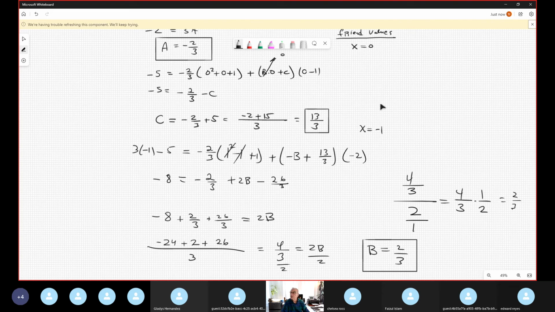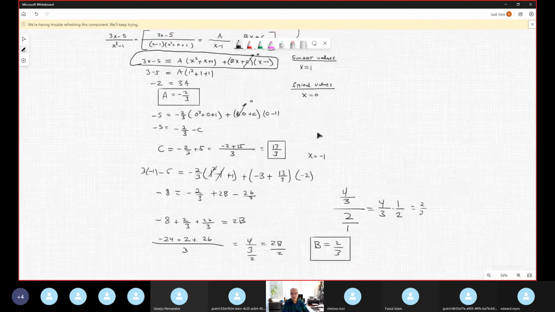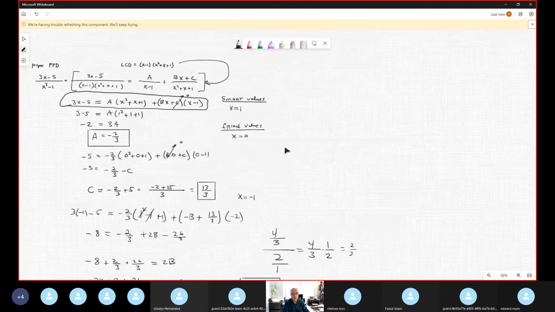Okay, so what is my final answer? What is my final answer? My final answer, I come back to the beginning. Look. My final answer is the partial fraction decomposition. Partial fraction decomposition is A. Who is A? I forgot. A is 2/3.